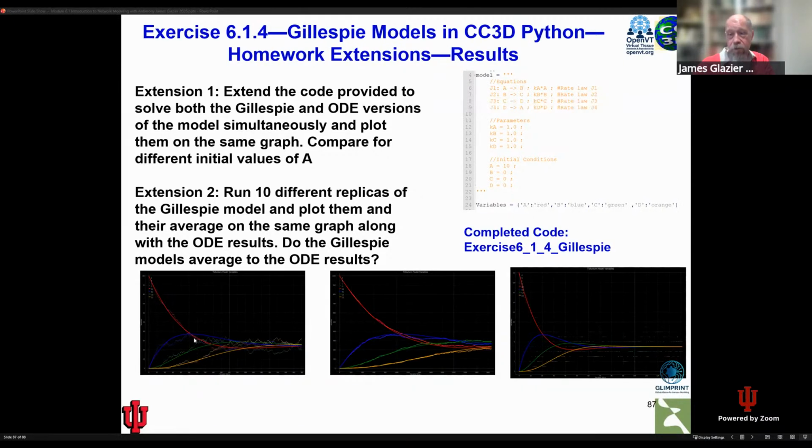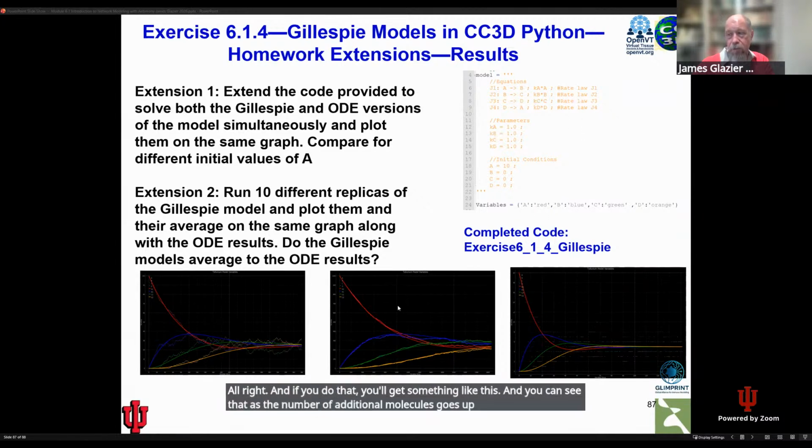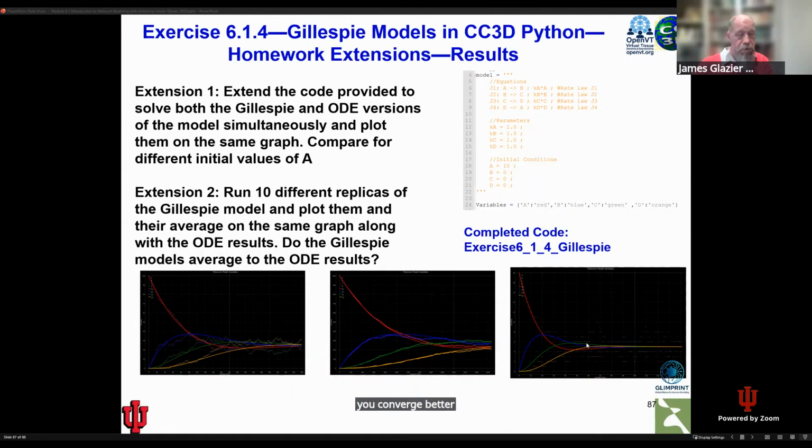All right, and if you do that, you'll get something like this. And you can see that as the number of initial molecules goes up, you converge better. If the number of initial molecules goes down, you converge worse.